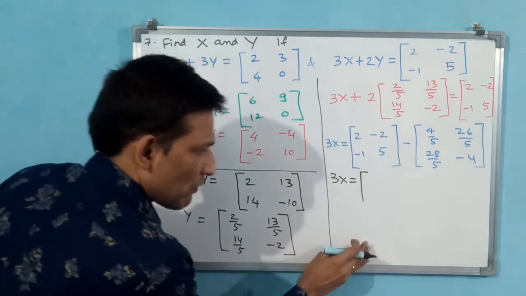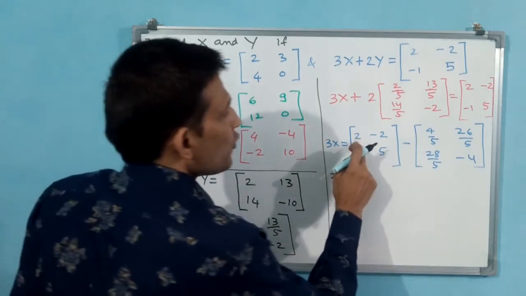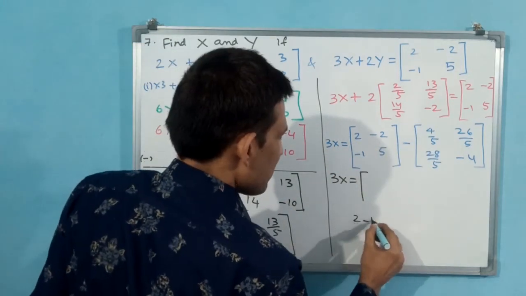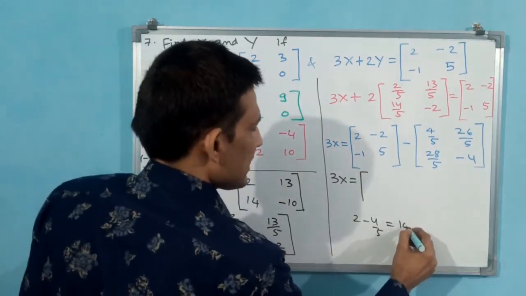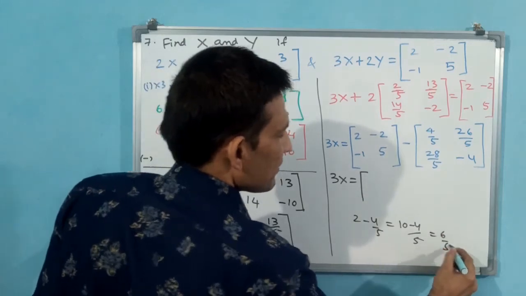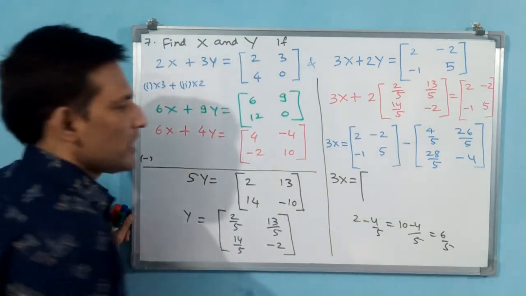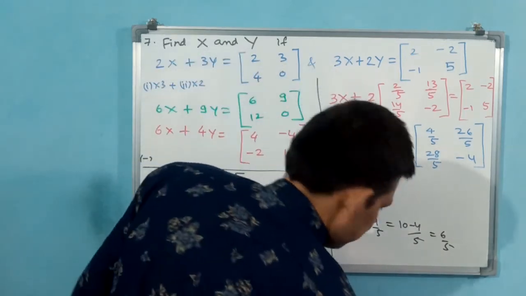Now what we do, one by one calculation we do here, we write and we rub. You see, 2 minus 4 by 5. You see how I am doing? 2 minus 4 by 5 is equal to 10 minus 4 by 5, that is equal to 6 by 5. Is it okay? You write 6 by 5. Then you rub this one.